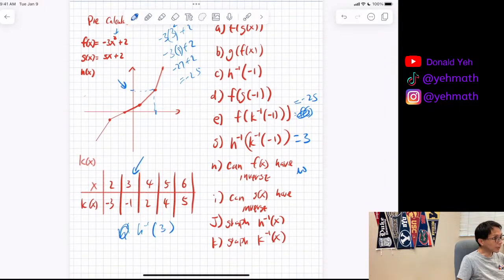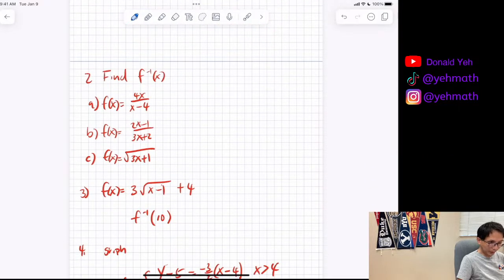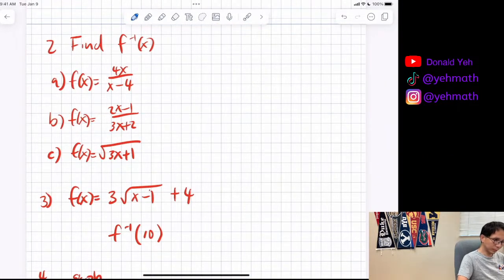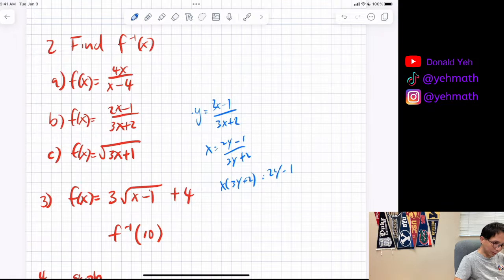Don't be afraid to ask. Brendan, yes? 2b. Oh, yeah, this is not too bad. Y equal to 3x plus 2. Oh, I can't read it. Swap: X equal to 2y minus 1, 3y plus 2. X is 3y plus 2 equal to 2y minus 1.